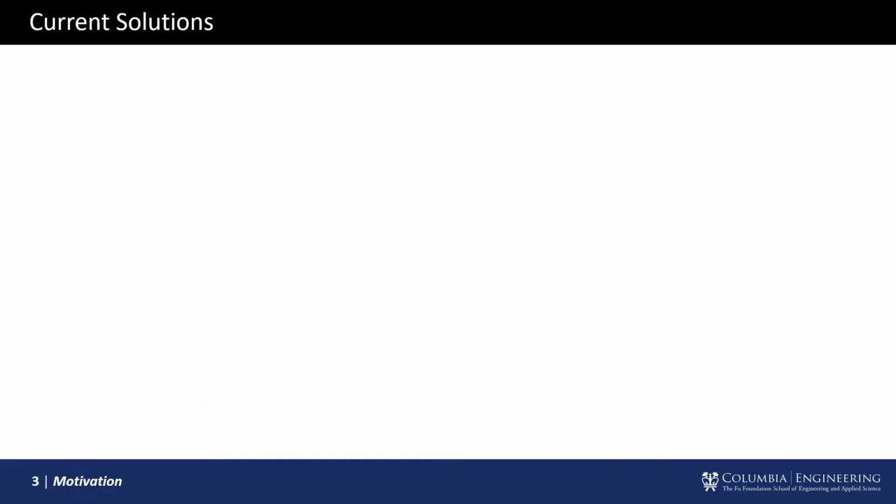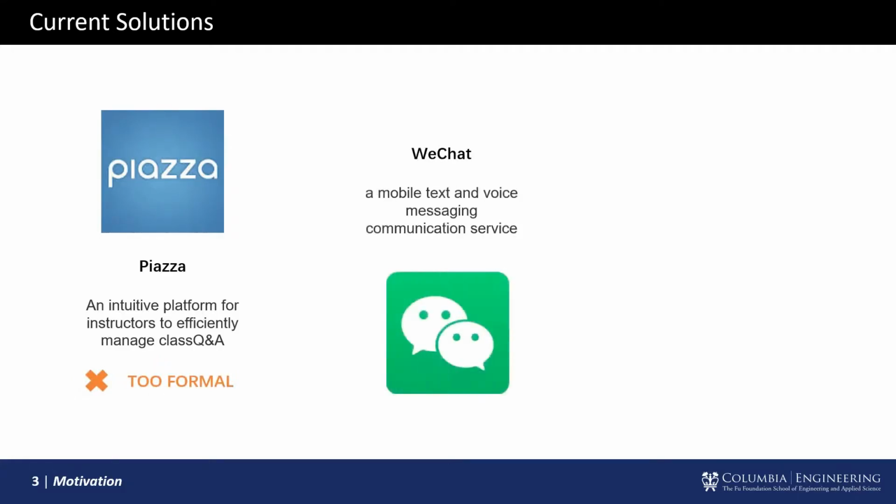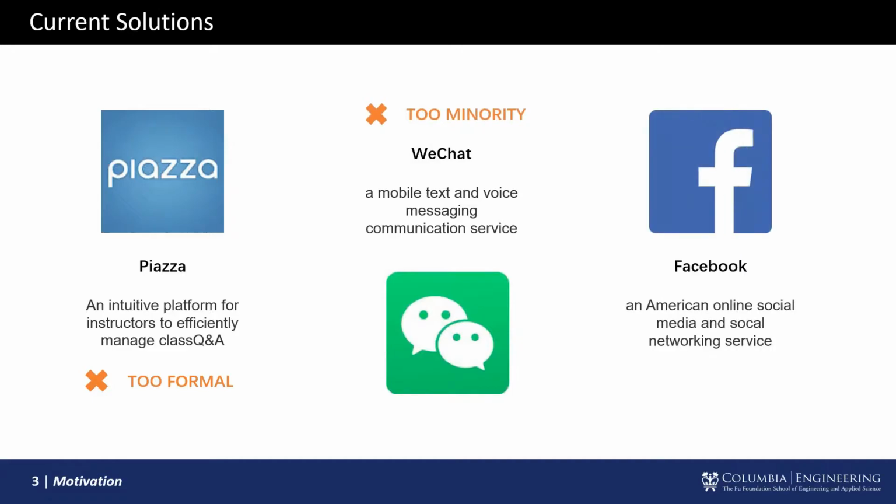Currently, there are several applications which students can use. However, they all have their limits. For Piazza, it's a good way to communicate with professors, but it's too formal. Lots of Chinese students use WeChat. However, one can hardly find new classmates, and the app is not so common for the other groups of students. When it comes to Facebook, due to its entertaining properties, it's also not a very good choice.